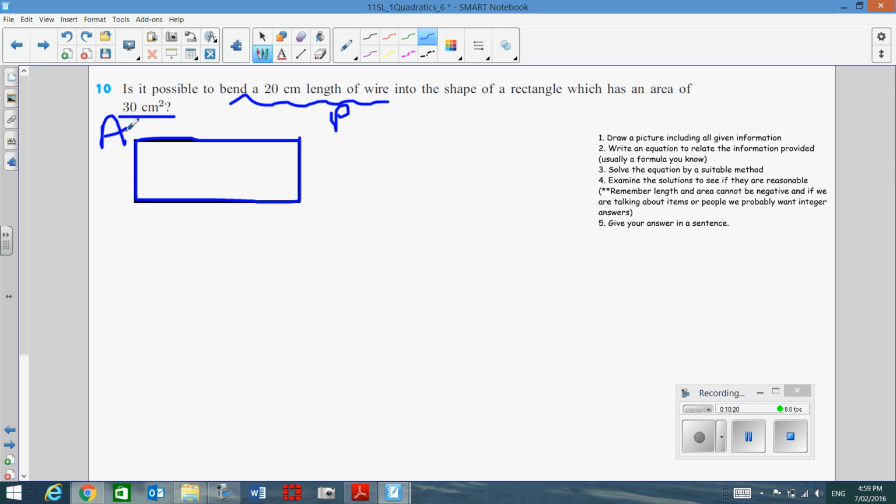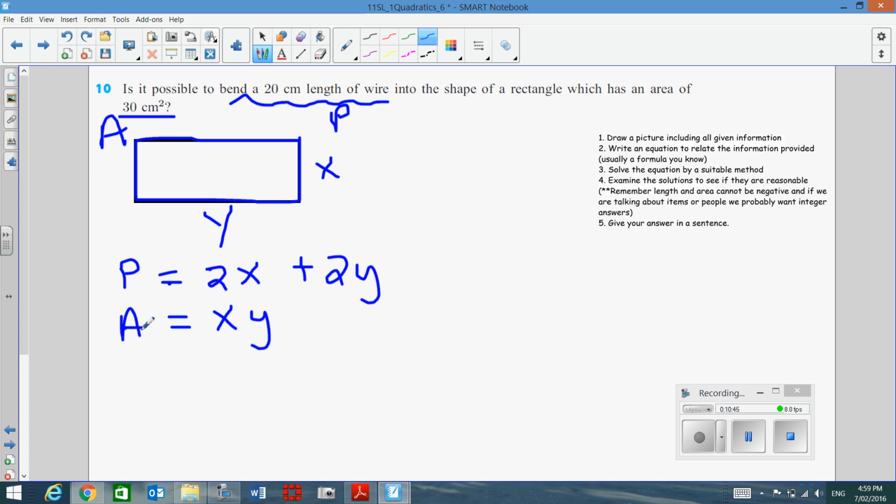I have a picture. I'm going to label my picture, though. They don't tell me what the length and the width are, so let's just label our length and our width. I'm going to call them x and y in this problem. Then I need to write an equation. Well, I actually have two separate equations. I know that my perimeter is going to be 2x's plus 2y's. And I also know that my area is going to be x by y. I also have a value for my perimeter of 20 centimeters, and a value for my area of 30 centimeters squared.